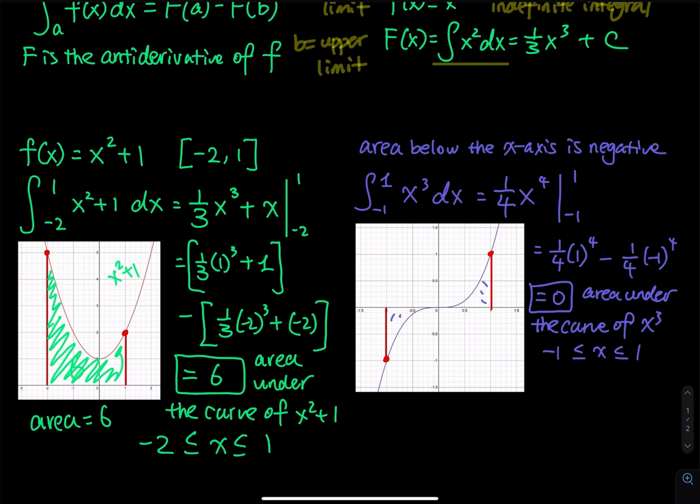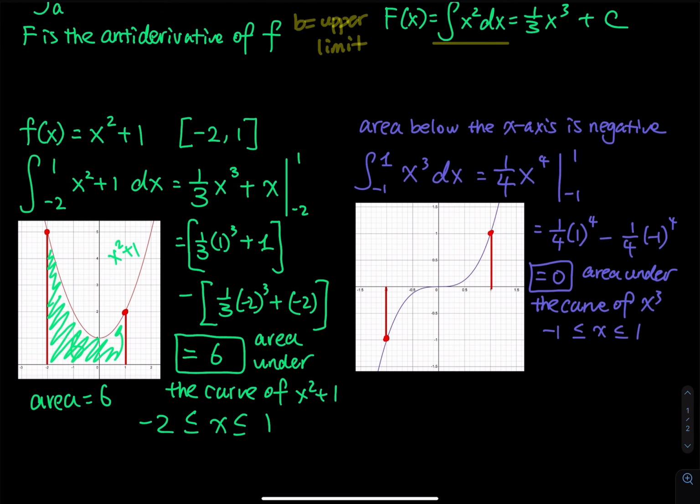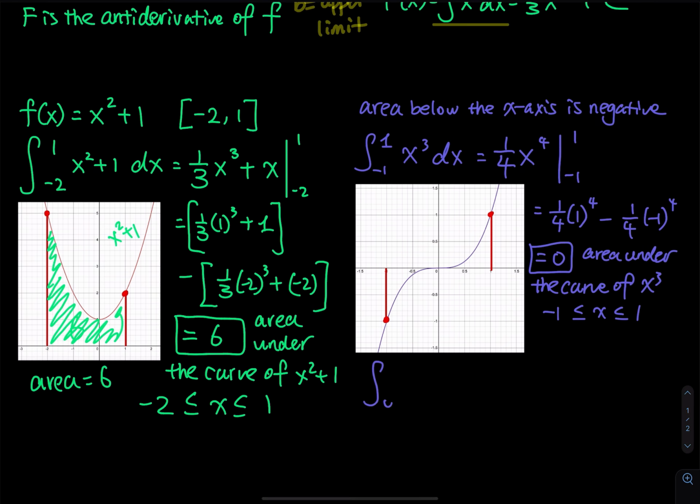So let's break down the integral. If you just take a look at one integral, the integral from 0 to 1, x to the third dx. So that gives you 1 over 4 x to the 4th from 0 to 1. You plug in a 1, you have a 1 over 4, right? You plug in a 0, you have a 0. So that is equal to 1 over 4. So that means this is 1 over 4.